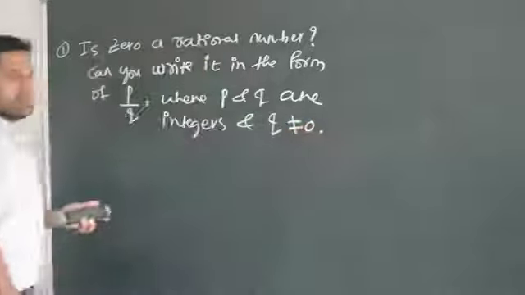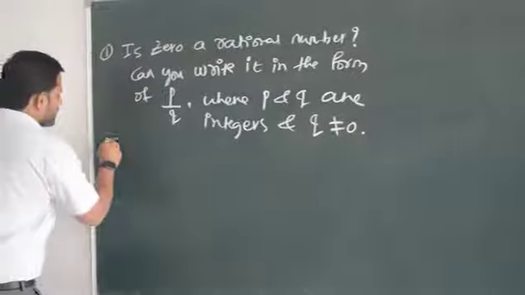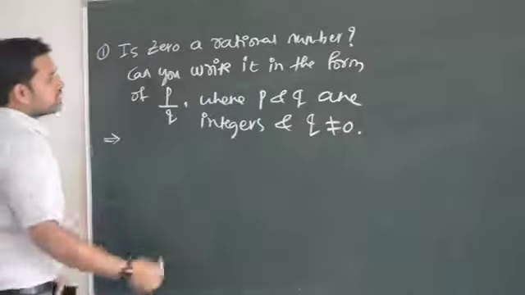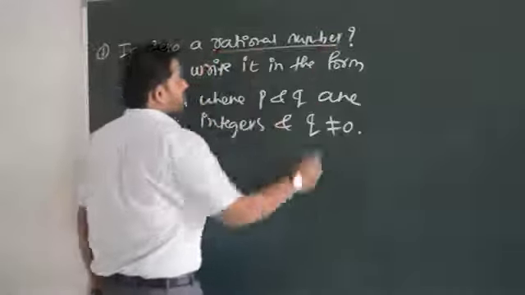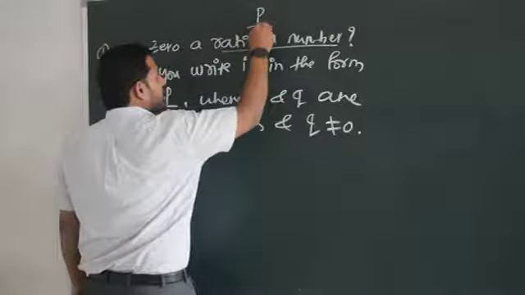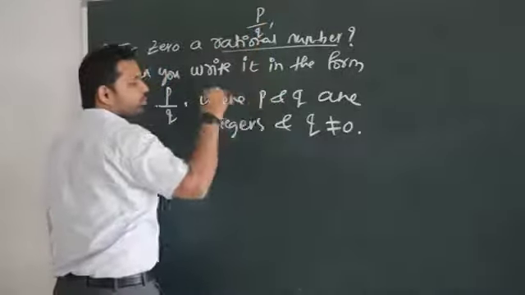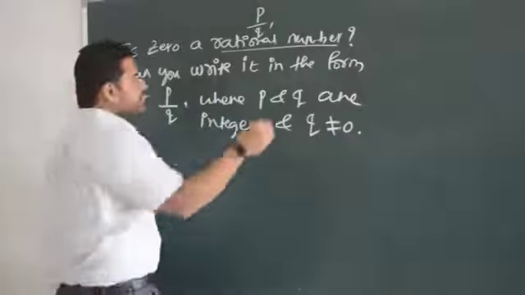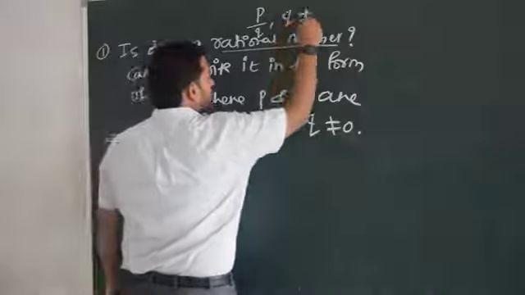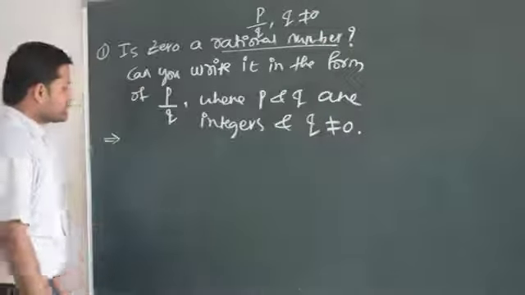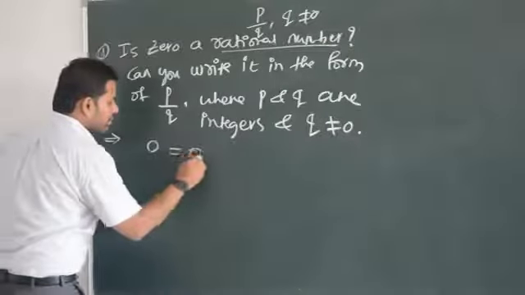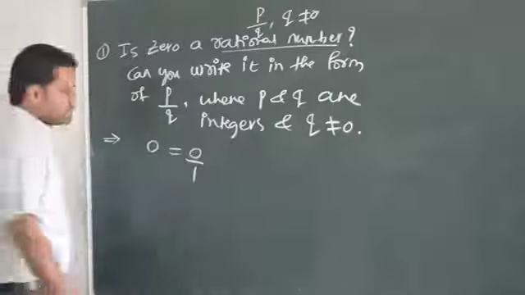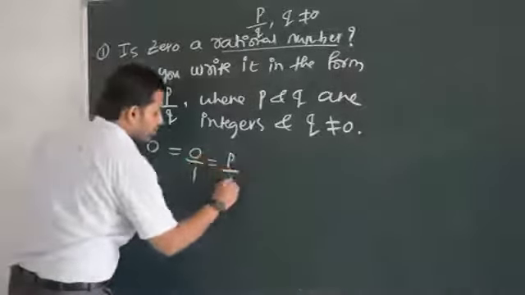They have made it unnecessarily lengthy, but you have to get a feel of this. Is 0 a rational number? What is the meaning of rational number? A number which can be represented in the form of p by q, where p and q are integers and q should not be equal to 0. This is the condition now. This 0 can be written as 0 divided by 1. Yes or no? It is in the form of p by q.